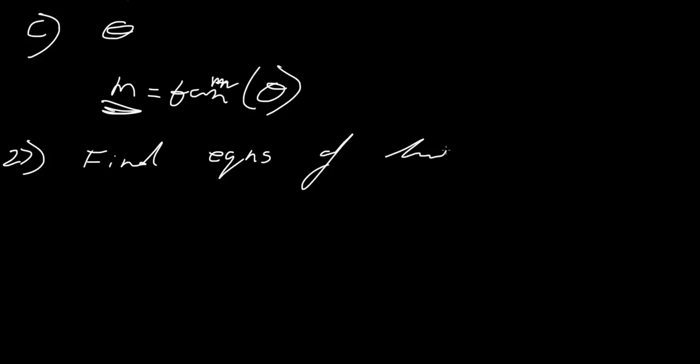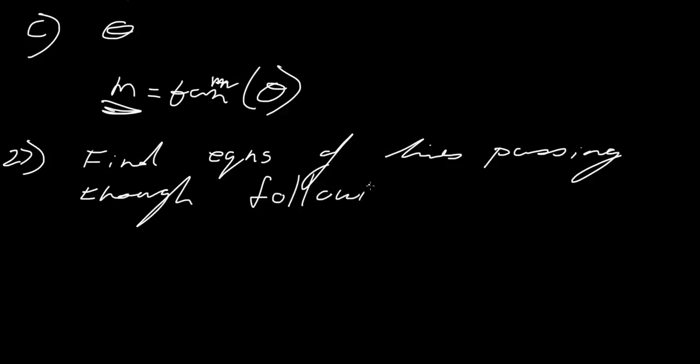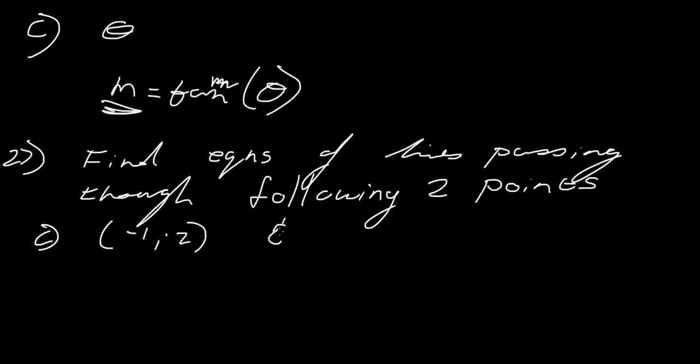Okay, let's do 27. Find the equations of the lines passing through the following 2 points. For 27, I'm going to do number C. They give you the 2 points. And seeing as they've given you 2 points, what form are we going to use? We're going to use 2-point form.